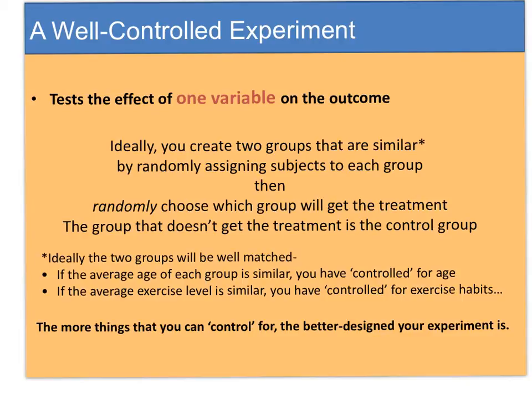Now, I talked about random. The reason we do random assignment is we want to get a representative sample of the whole population. In other words, we don't want to pick the subjects and pick the ones that are more likely to show the effect than not. That's why we randomly pick them.